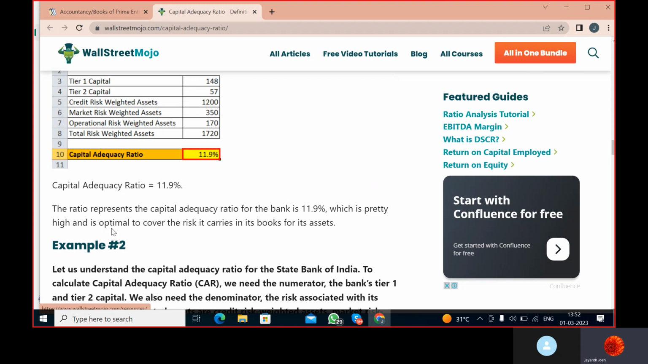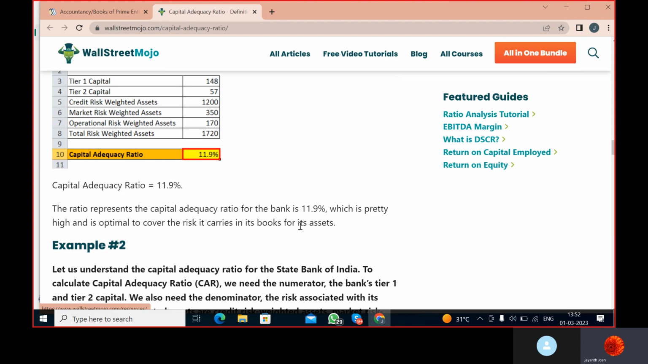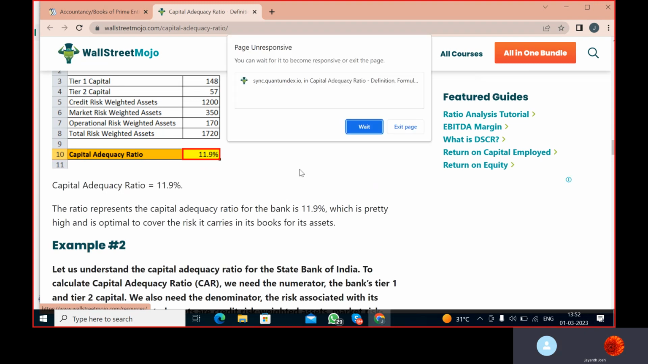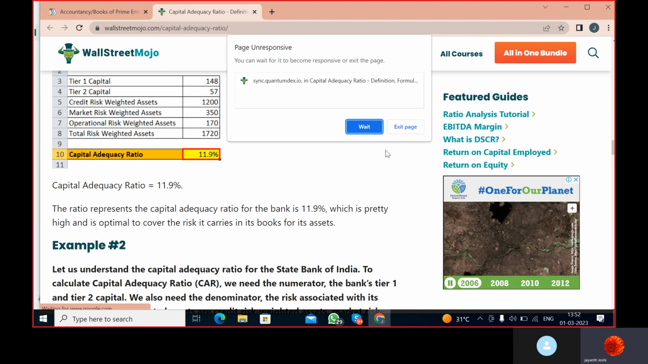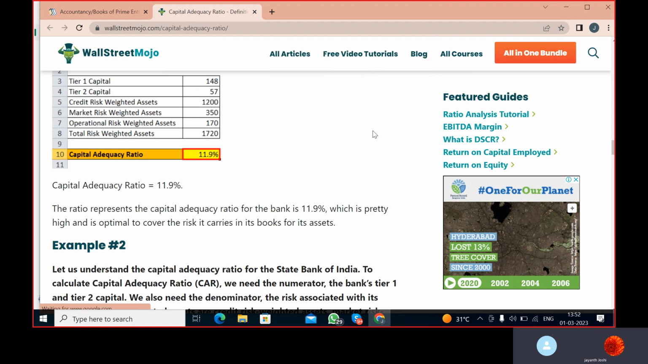That means that's pretty high and is optimal to cover the risk that varies in the books of its assets. That means they have a good amount of capital to take a risk, in the sense to protect their depositors' money. That's what capital adequacy they should have, no?